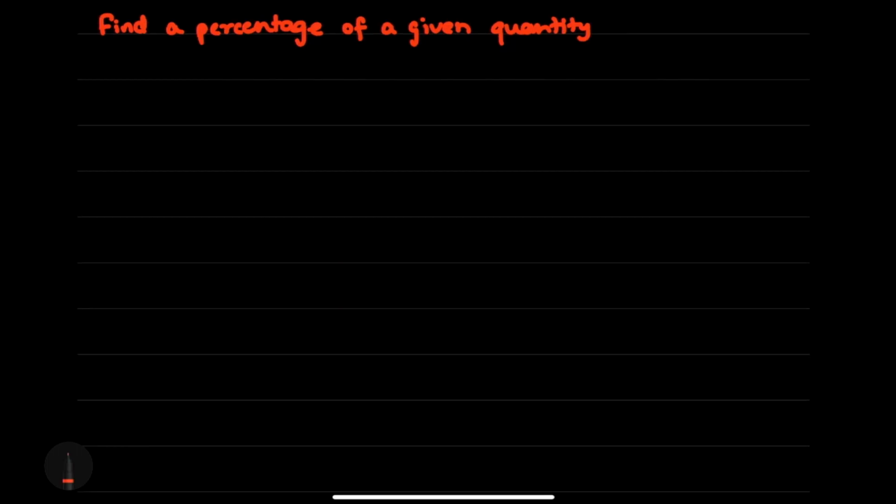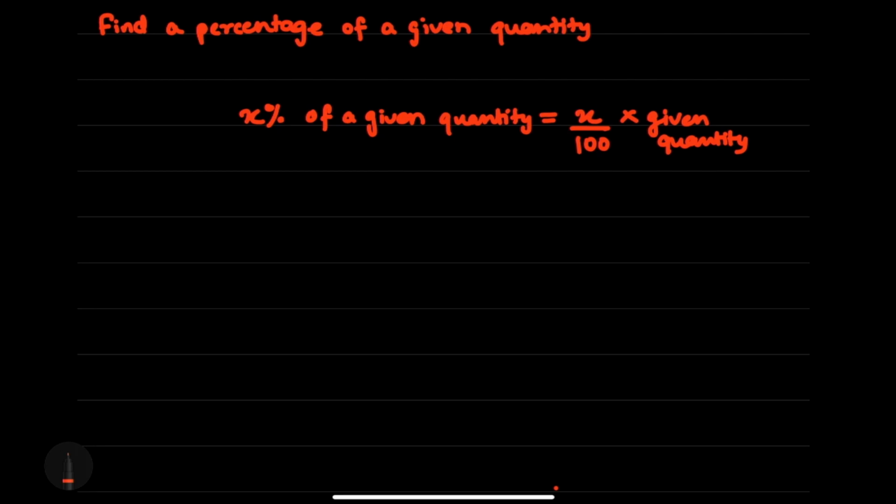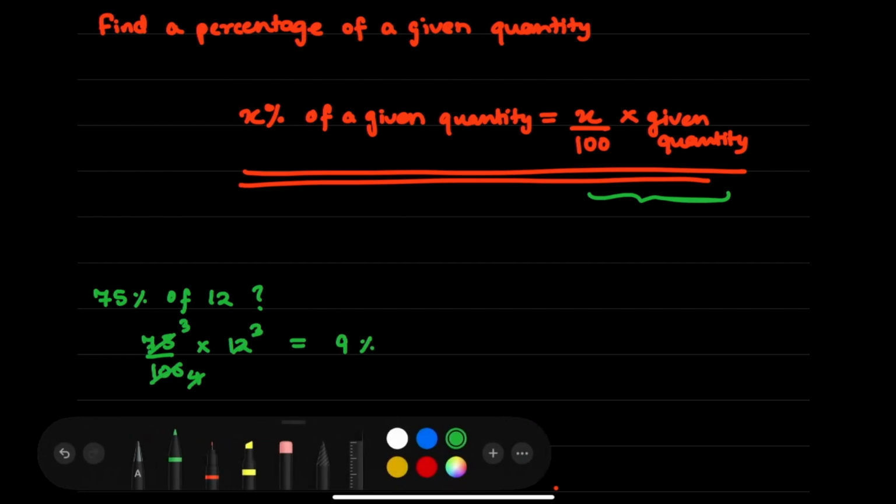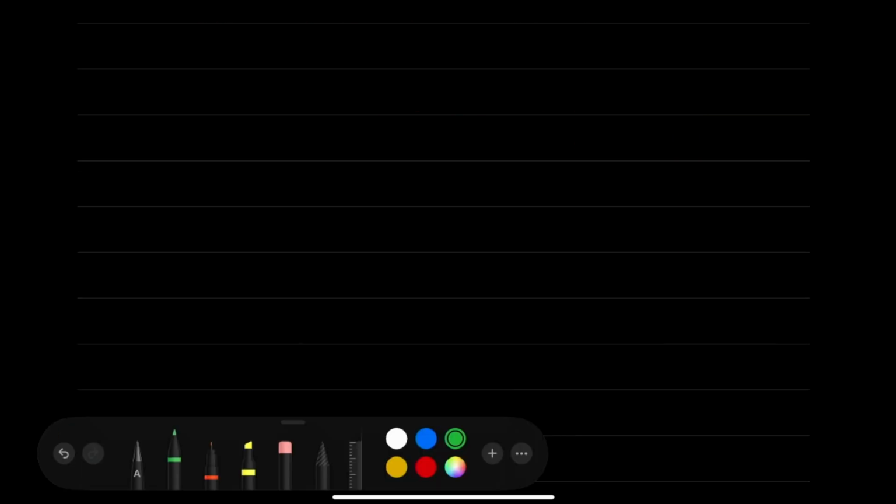So let's find the percentage of a given quantity. We follow this rule of thumb, where X percentage of a given quantity can be calculated by dividing X by 100 and multiplying it by the given quantity. Let's see this through the lens of an example. Say we need to find 75% of 12. What's the value of that? Using the above, we will use 75 by 100 into 12, and that gives us 9. Sorry, it's just 9.